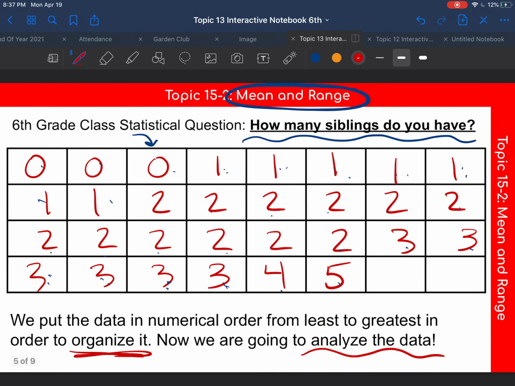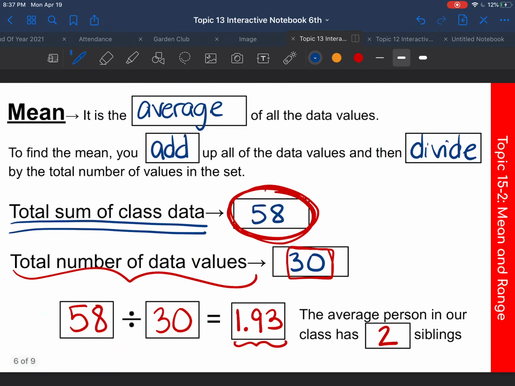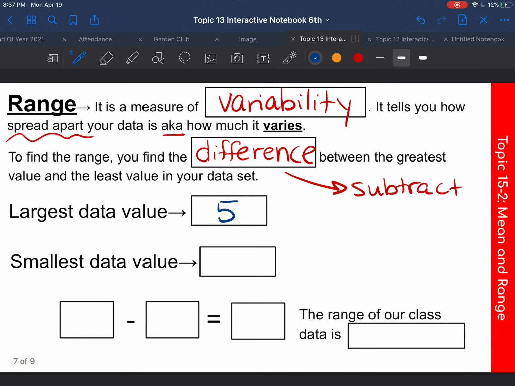So we're going to look at our largest data value. What is our largest data value? It's a 5. So we're going to put a 5 here. And then our smallest data value is a 0. So what we're going to do is take the largest data value, which is 5, and subtract the smallest data value. So we have 5 minus 0, and we get 5. So the range, or how spread apart our class data is, is 5. That tells us that 5 is a pretty small number, which means that our data does not really vary very much. It's pretty tight, it's pretty close together.